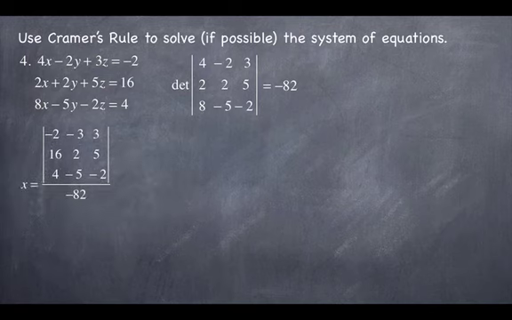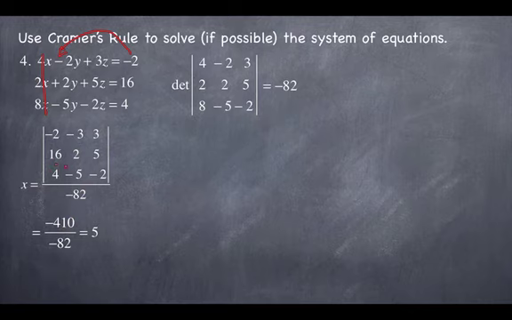So the x value is going to be, again, this is the denominator, which I found already. How do I find what goes in the numerator of the x value? I'm not going to use these x values. I am going to substitute this column for the x values. That's why I have negative 2, 16, 4, and everything for the y's, bring it down. For the z's, bring it down. Find the determinant of this, and I get negative 410. How do you find the determinant? Just look at number 1 and 2, and then at this point I simplify and I end up with 5.